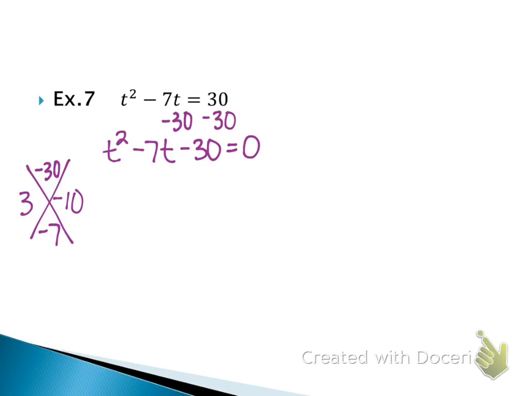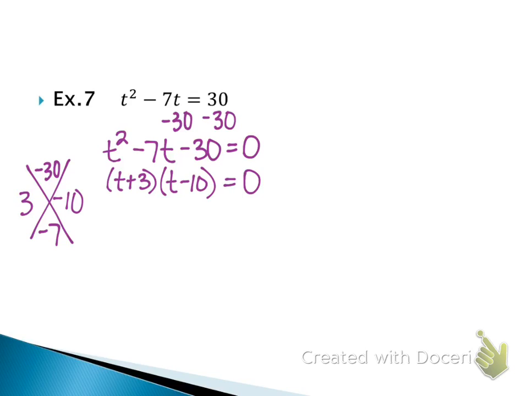So we have to rewrite our problem factored. So we need to write this as a multiplication problem. Nevaeh, how would I write my problem now that I know what my numbers are? T plus 3. Good. And then t minus 10. Good. And what needs to go on the end there? 0. Very good. Equals 0.